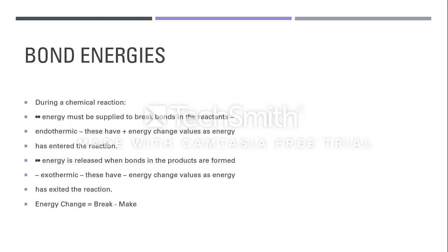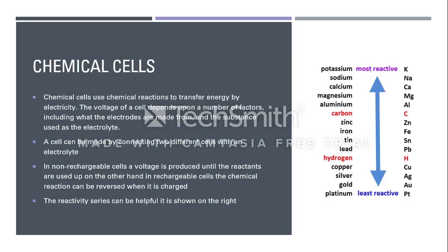Bond energies. During a chemical reaction, energy must be applied to break bonds in the reactants. Endothermic reactions have positive energy change values as energy has entered the reaction, as opposed to exothermic reactions, which have a negative energy change value as energy has exited the reaction. Energy change is break minus make. So the energy change is the amount of energy needed to break the bonds, minus the energy needed to make the new bonds.